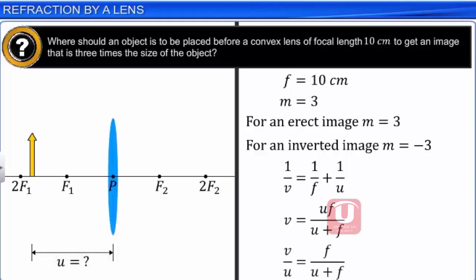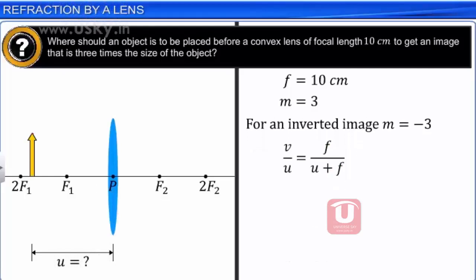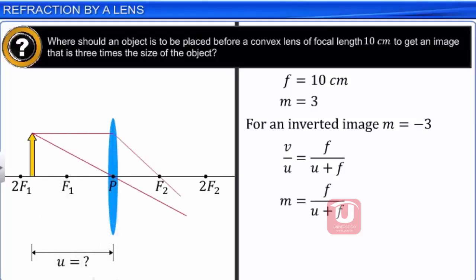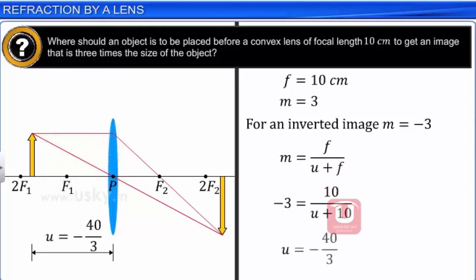If the image is real, then -3 is equal to 10 by u plus 10. On simplification, we get u is equal to -40 by 3. If the image is virtual, then m is equal to 3. Substitute these values in the above equation, and on further simplification, we get u is equal to -20 by 3.